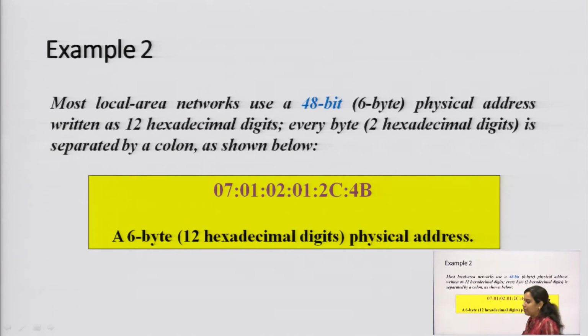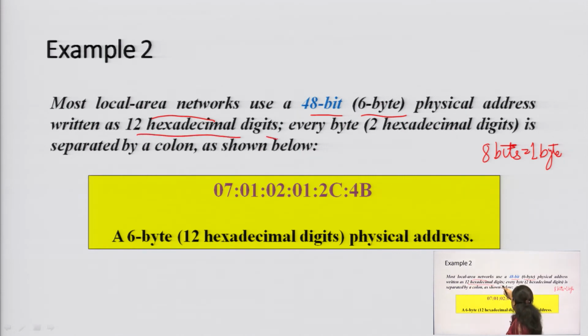Second example is, most local area networks use a 48 bit, that is 6 byte, physical address, because 8 bits is equal to 1 byte. So, you can calculate a 48 bits or 6 bytes physical address written as 12 hexadecimal digits. Every byte is separated by a colon, as shown below. In the first example we saw how you form a header, how you form the trailer bits, and how the frame is formed for transmission. In this example, we will see how you have to write that particular address.